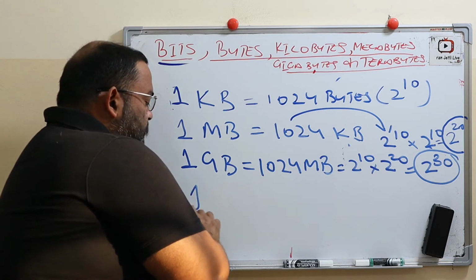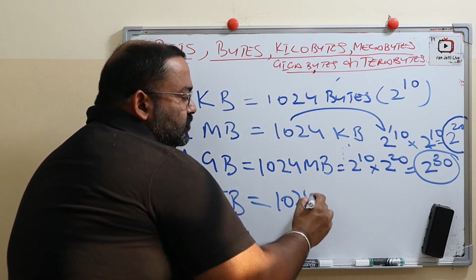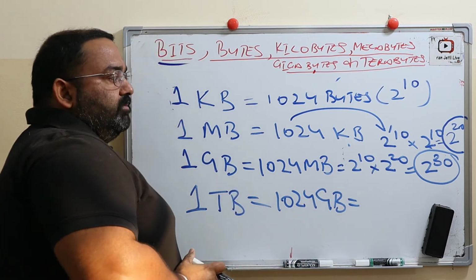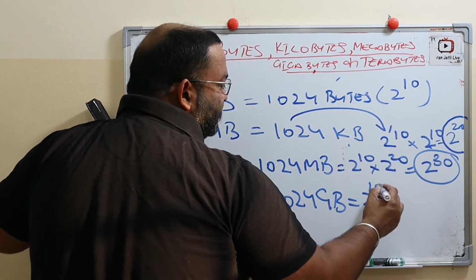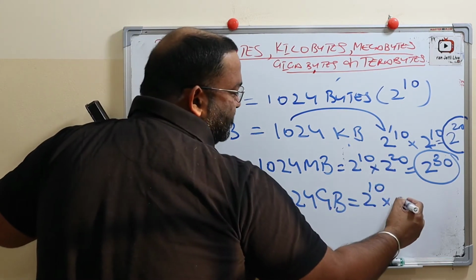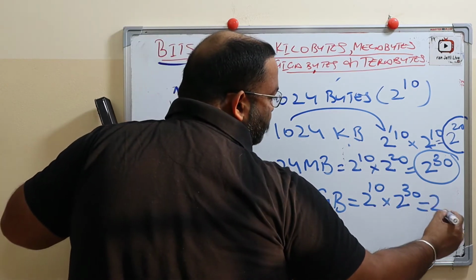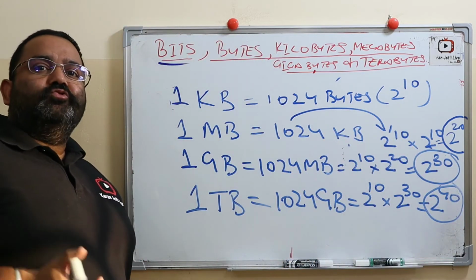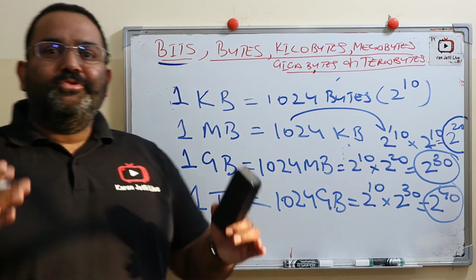Then comes 1 TB. 1 TB is 1024 GB. Now gigabyte is how much? 1024 is 2 power 10. Gigabyte is 2 power 30. So 1 terabyte is how much? 2 power 40, and so on, and so on. So guys, I hope you understand it.